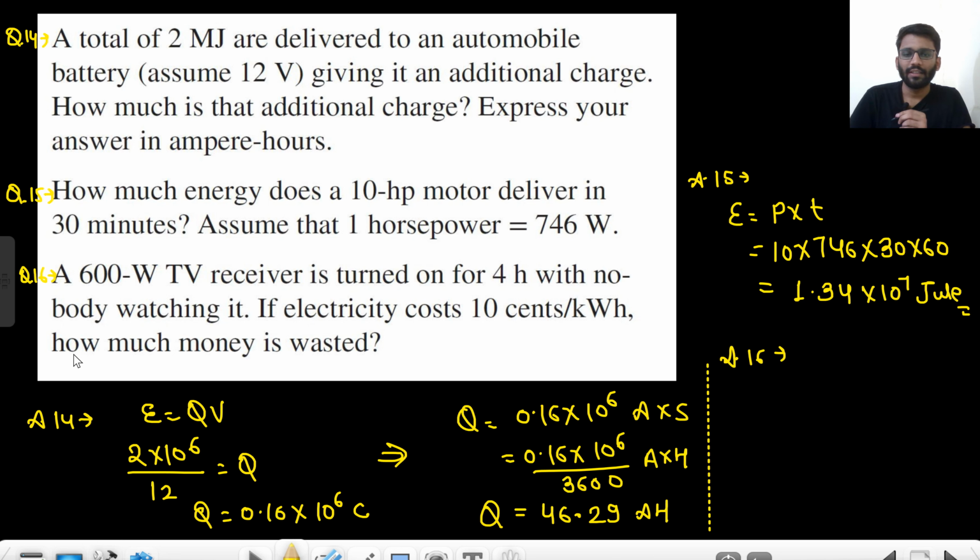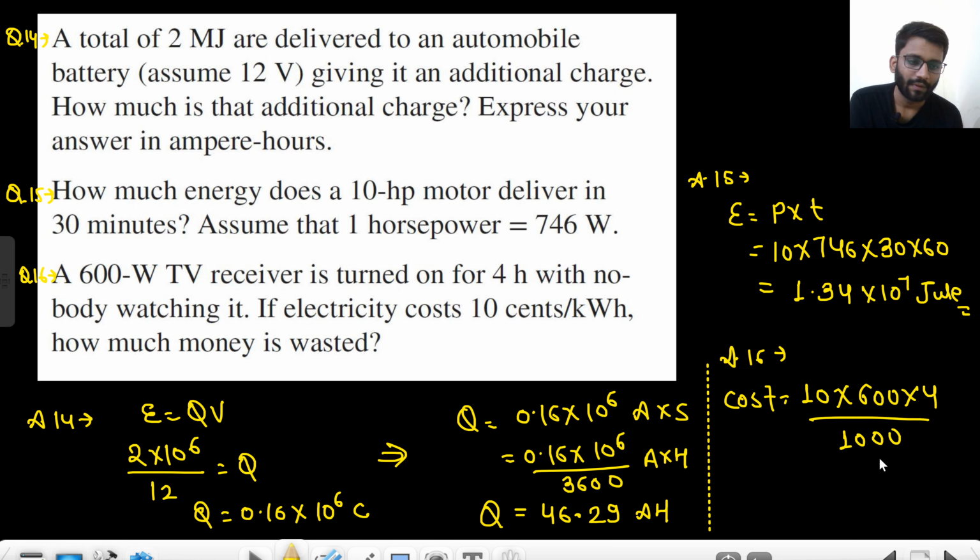60 watt TV is turned on for 4 hours. We have solved a similar kind of question during the theory only, right? So how much does it cost? So tell me how much it costs. So total cost is 10 cents into kilowatt hour. So 60 watt into 4 by 1000 we will do, because we have to convert it into kilowatt hour. So basically 24 cents. Did you understand it?